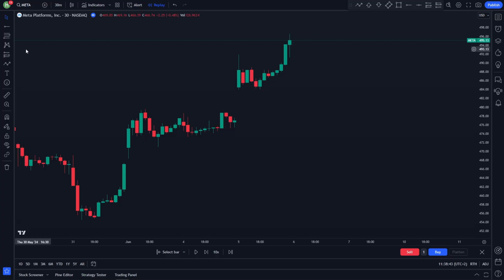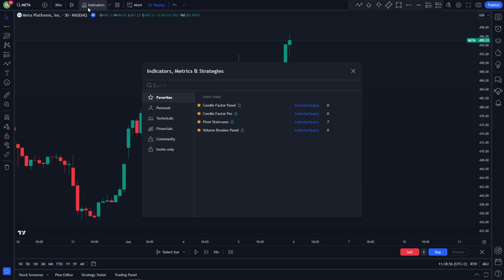So let's get started and unlock the potential of these amazing indicators. On the chart, I've selected Meta Platforms Inc., ticker symbol META, in the 30-minute time frame. Firstly, let's add the free custom indicators for the breakout strategy.